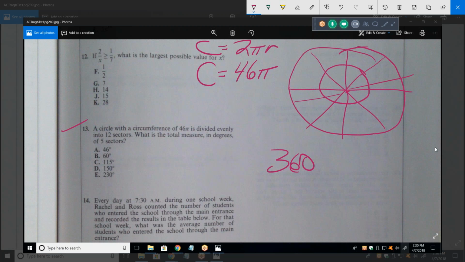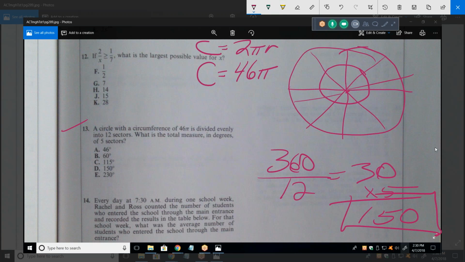Well, let me ask you specifically, what's the total measure of each sector? 30. What's the total measure of 5 of those sectors? 150. There's your answer. Now, notice something else. All this other stuff was irrelevant. We did not need to know the circumference. That had nothing to do with the answer.